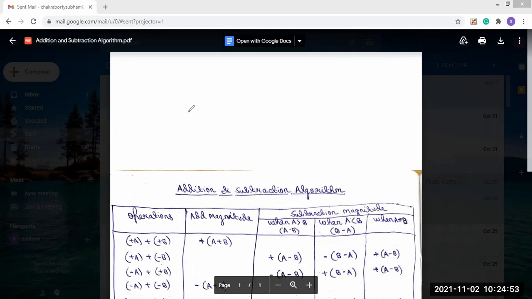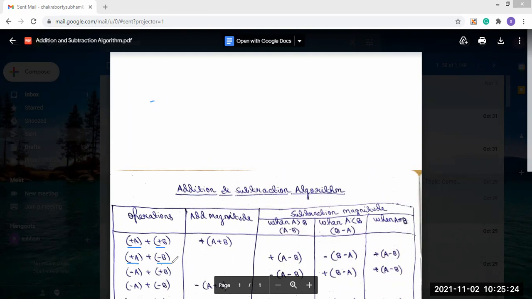We know that if we make addition of two variables, how many conditions are present? Let's say we are taking the variables A and B. If we perform the addition, there may be 4 conditions: both A and B may be positive numbers, then A may be a positive number and B may be a negative number.